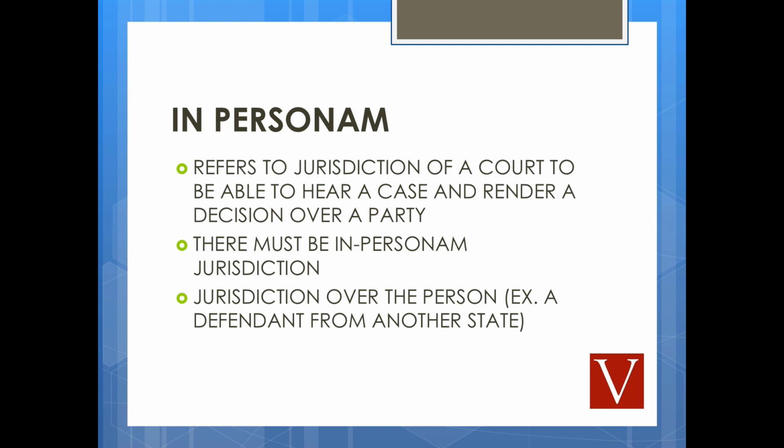Now you can sort of see the word person, that kind of tips you off a little bit. In personam refers to the jurisdiction of a court to be able to hear a case and to render a decision over a party. There must be in personam jurisdiction. If you're in law school, this is what we call the minimum contacts. Do you have minimum contacts enough with a certain state or jurisdiction that you can expect to be hauled into court and forced to answer the claims, and that gives the judge the power, the jurisdiction, to render a decision.